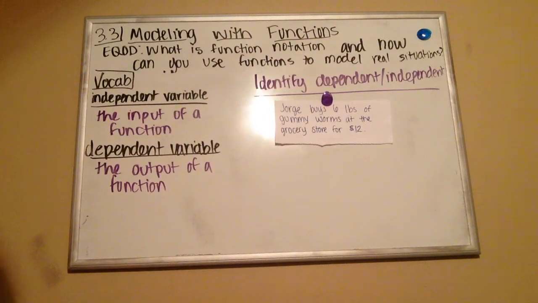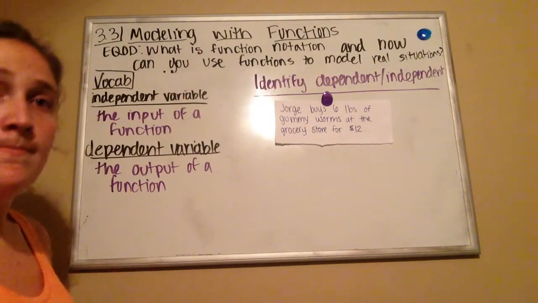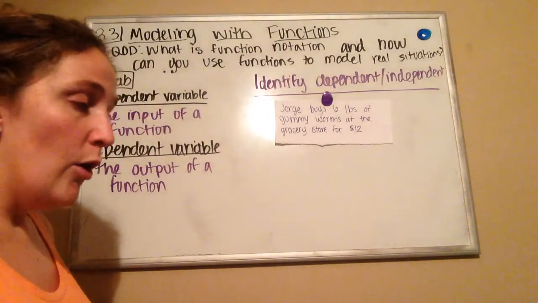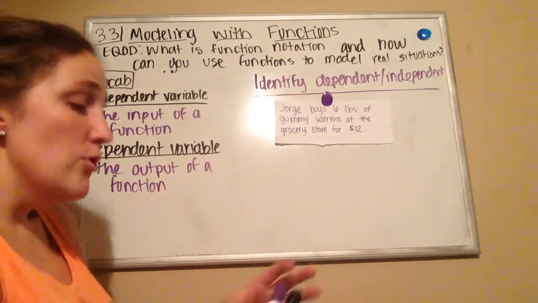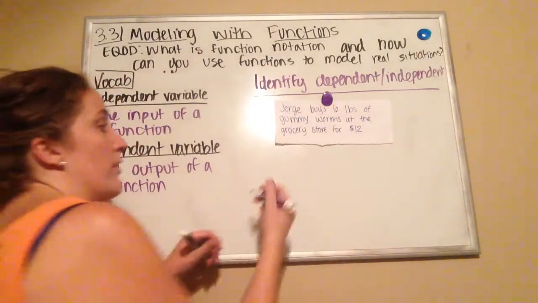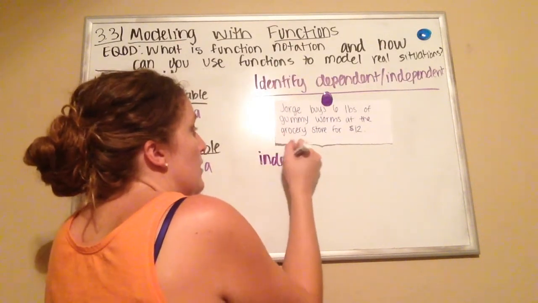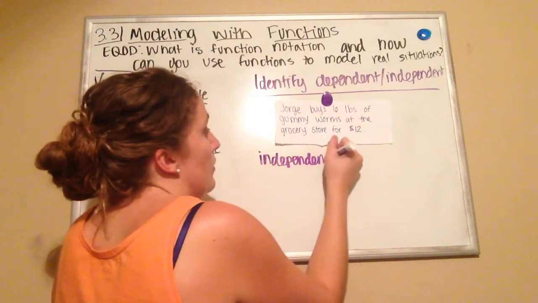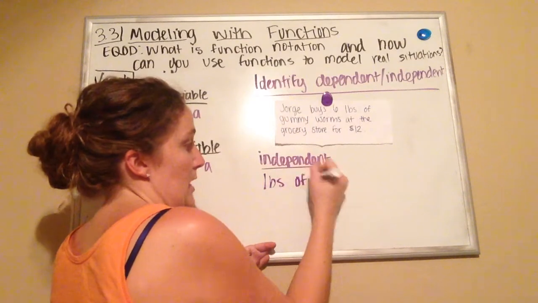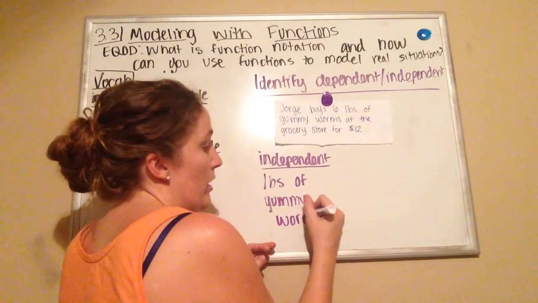So we've got to identify, all right, so let's picture we're Jorge right now. We're going to walk into a grocery store. We're going to buy some gummy worms and we're going to have to go pay $12. So we're thinking, what is the thing that's being put into the situation? So what is Jorge having to input to get some sort of output? So what is the decision Jorge is making? So what's the independent? Which is the input. Well, it's actually the pounds of gummy worms that he wants. Because that's going to really matter when he goes up to pay.